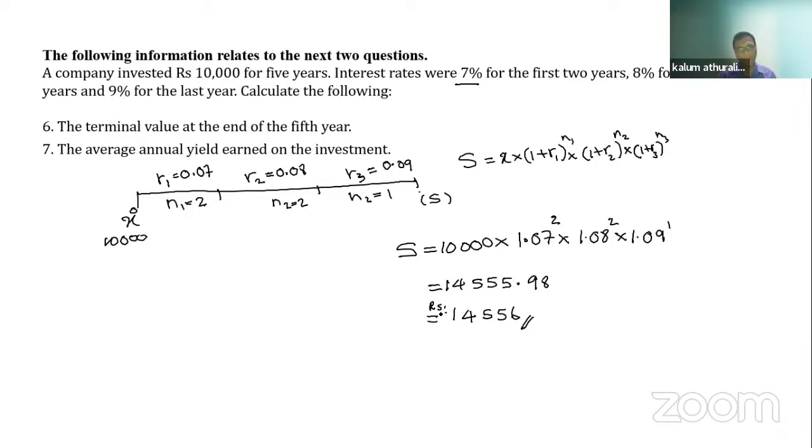Right. Understood? Other questions? Right. The next one is, what is the average annual yield earned on the investment? That means effective annual rate, EAR.